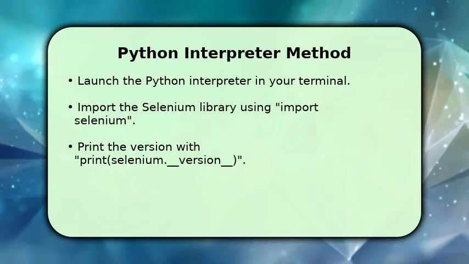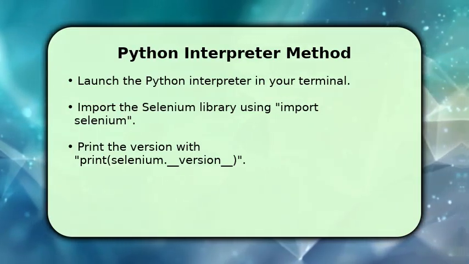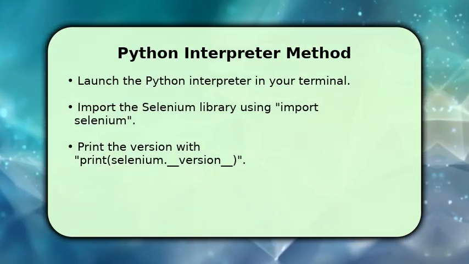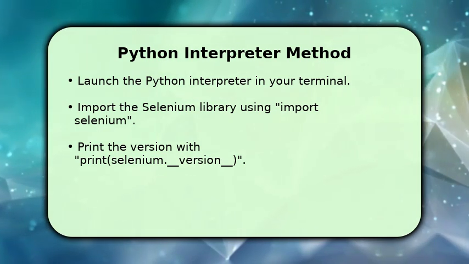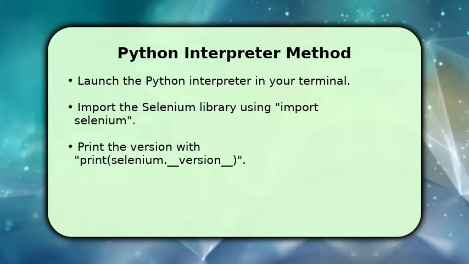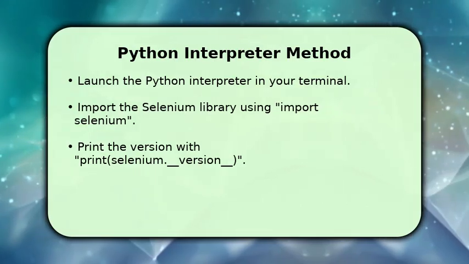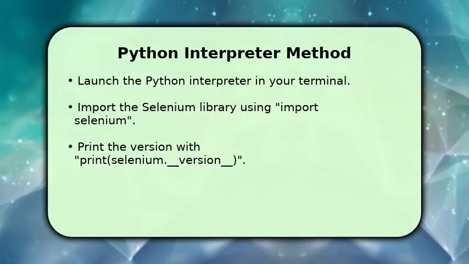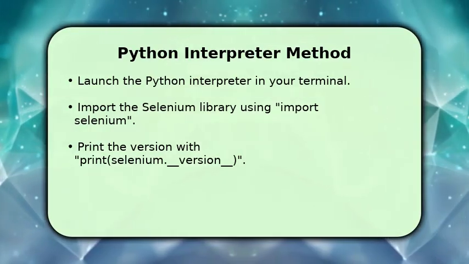Another excellent way to check your Selenium version is through the Python interpreter itself. First, open your command prompt and type python to enter the interpreter. Next, type import selenium to load the library. Finally, type print(selenium.__version__) and press Enter. The interpreter will then display the precise version number, like 4.14.0, directly to your screen.